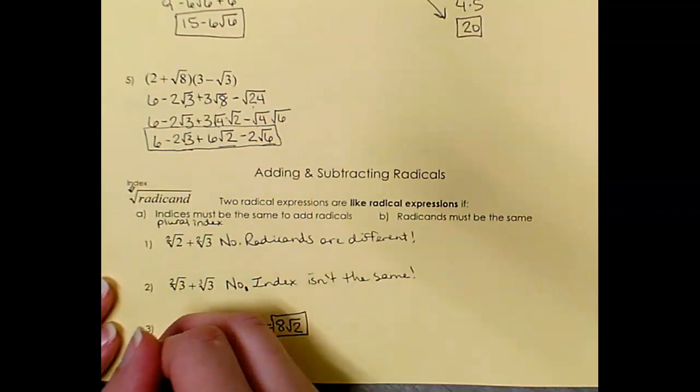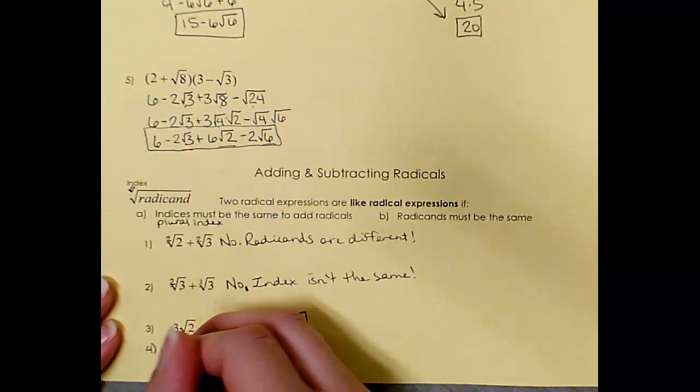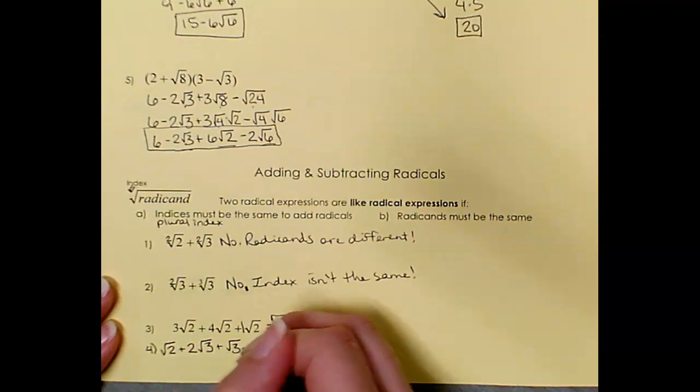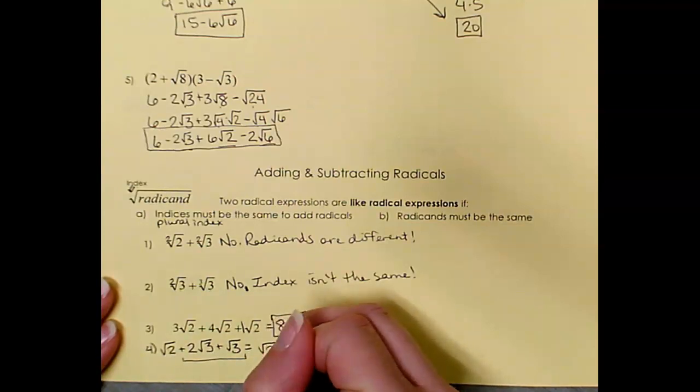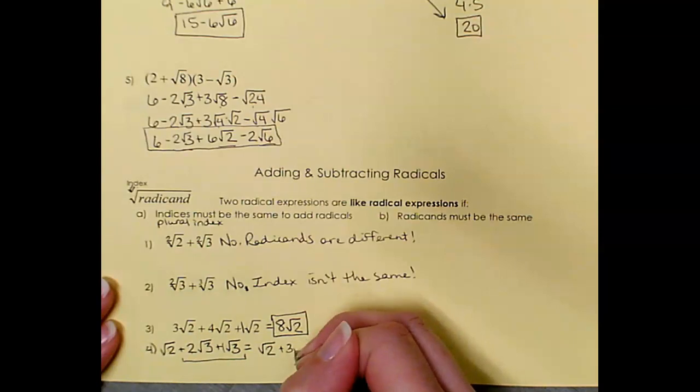And finally, we've got a fourth example, but it's not printed. Go ahead and write out that if you had the square root of 2 plus 2 square roots of 3 plus the square root of 3, and I wanted to simplify that, well, they all have an index of 2, which is good because they're all square roots, but only these two have the same radicand. So when you combine like terms, this one doesn't combine with anything. It stays visible in your answer. And 2 square roots of 3 plus 1 square root of 3 is 3 square roots of 3.